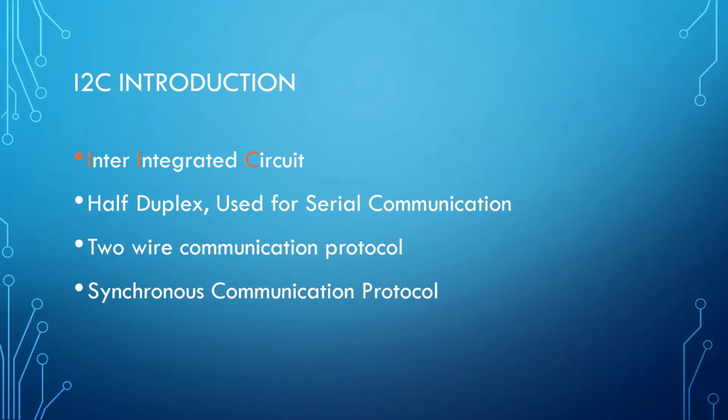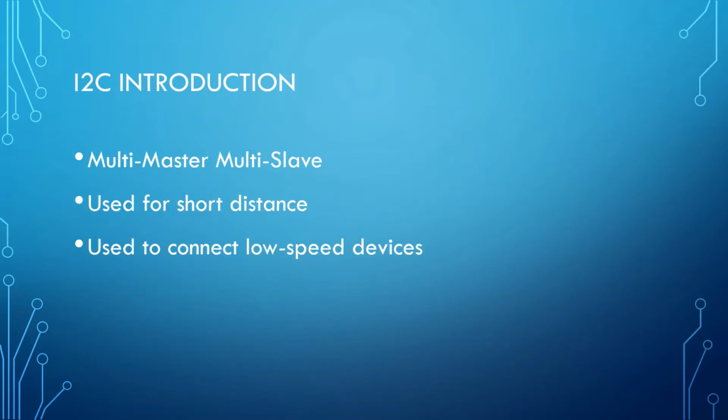There is only one line for sending and receiving purpose. It's a serial communication protocol. It consists of two wires, SCL and SDA, the clock line and data line, to synchronize the transmitted bits. It's a synchronous communication protocol, which means there is a clock used to synchronize the transmitted and received bits. I2C supports multi-master multi-slave configuration.